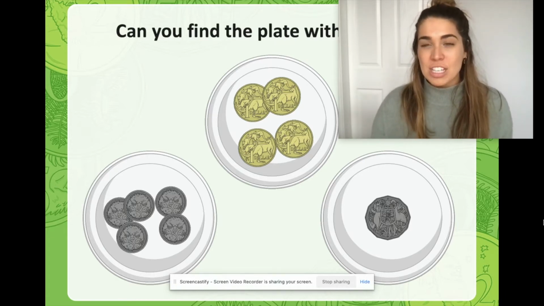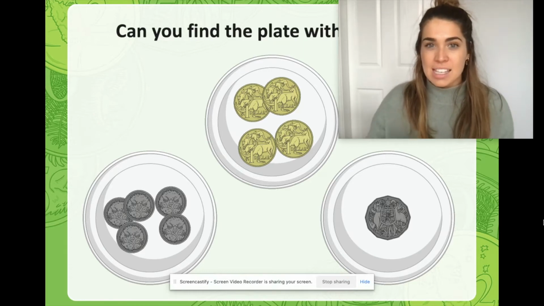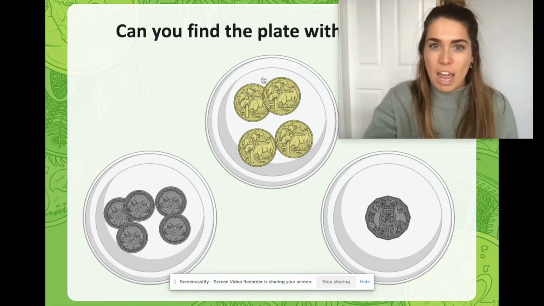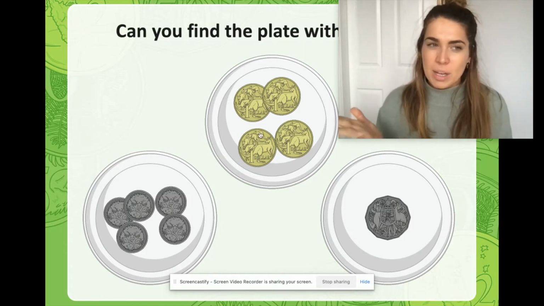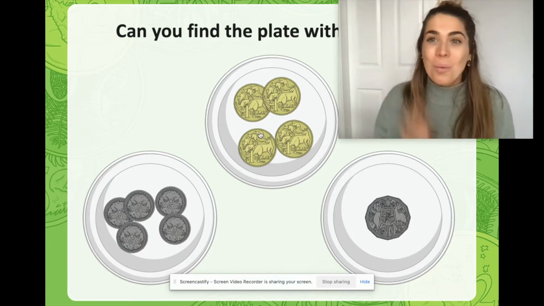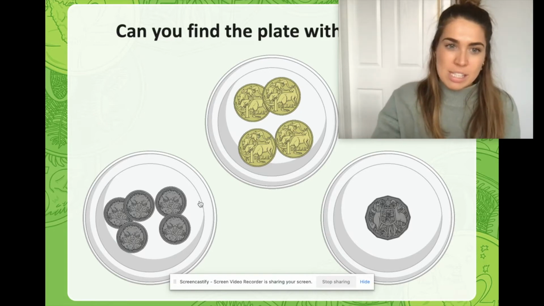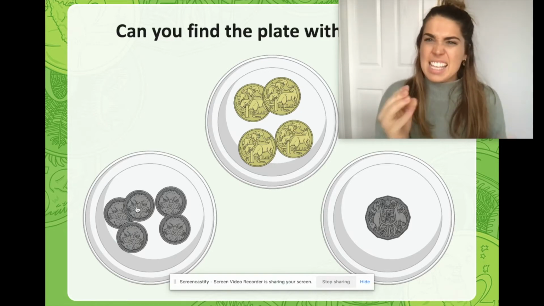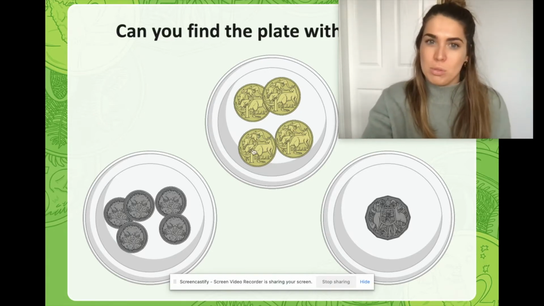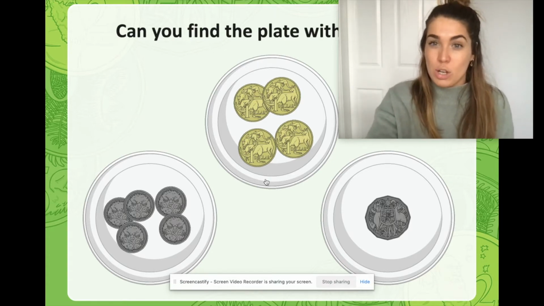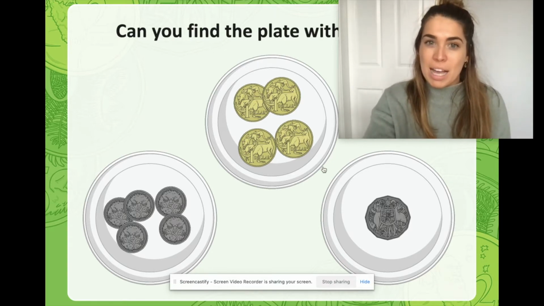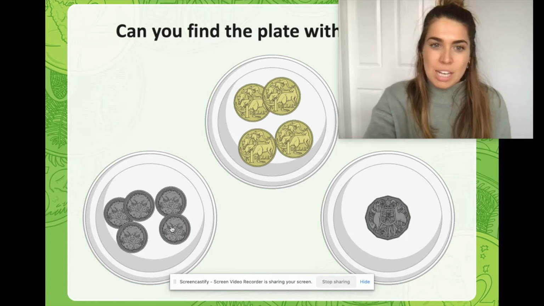There are actually 100 cents in $1. How many cents are there in $1? 100 cents. Cents are smaller than dollars. Our silver coins are our cents, and they're smaller than a dollar. It's more valuable to get a gold coin, a dollar coin. They're worth more. They'll buy you more at the shops. So you need 100 cents to make a dollar.